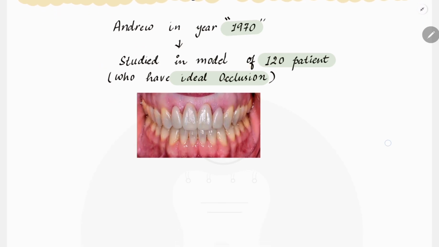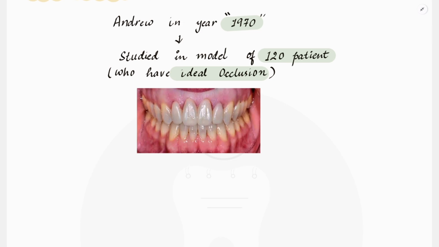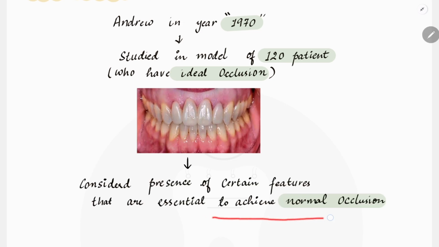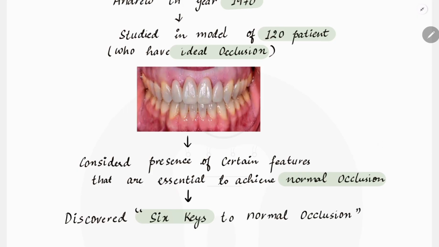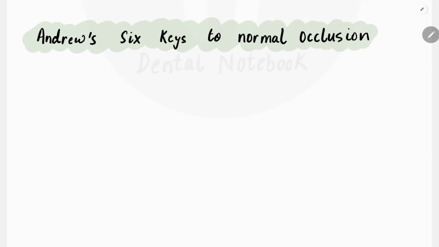found out that certain features must be present to achieve a normal occlusion. So he considered the presence of certain features that are essential to achieve normal occlusion and thus founded the 6 keys to normal occlusion. So let's study them in detail.